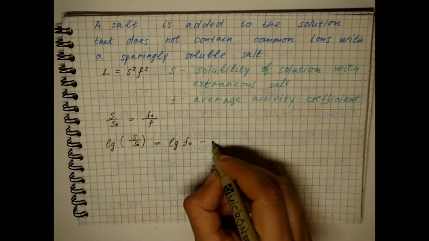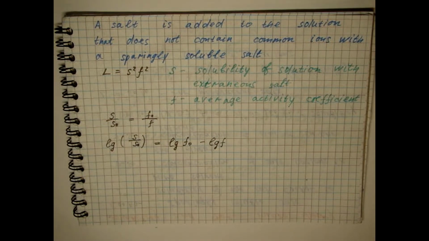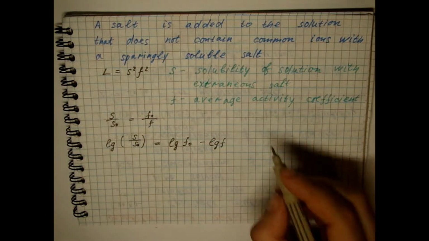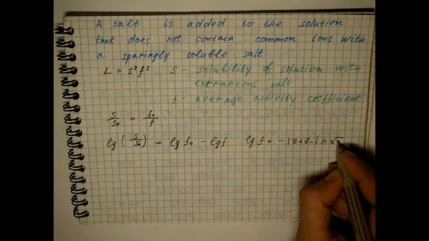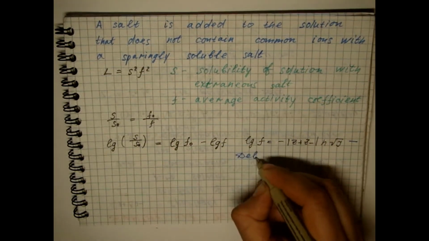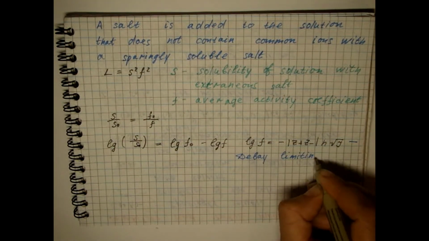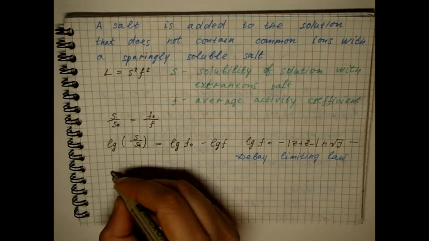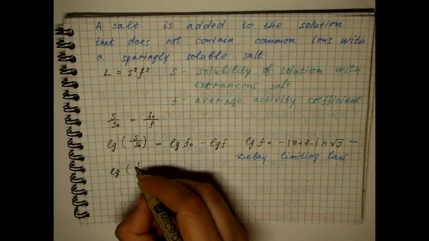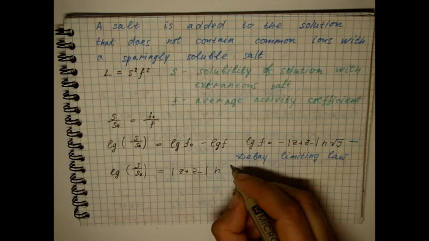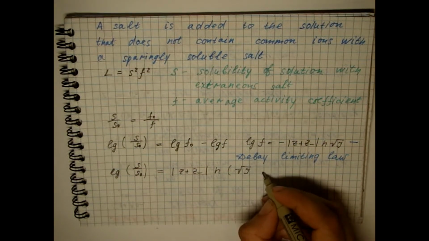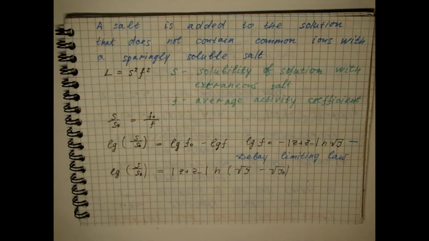From the obtained equations for solubility, it follows that if for the activity coefficient we use the expression of the Debye limit law, then, thus, the Debye-Hückel theory predicts a linear relationship between the solubility product and the ionic strength of the solution.